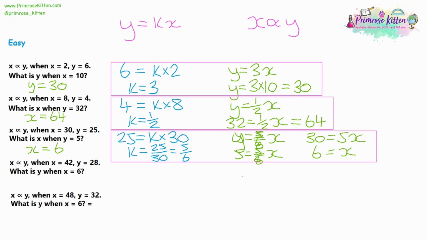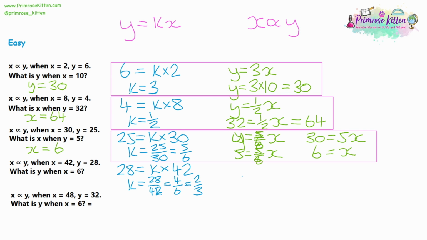Moving on to question 4. So we have our clues. x is 42 and y is 28. Let's substitute those into the basic equation. So we would have 28 equals k times 42. So we divide both sides by 42. That would give us k equals 28 divided by 42. Now again, let's simplify that fraction. We could start off by dividing by 2, but I can spot that both those numbers are in the 7 times table. So let's divide by 7. 28 divided by 7 is 4, and 42 divided by 7 is 6. And those are both even, so we can simplify again. Let's divide by 2, and that will give us 2/3.